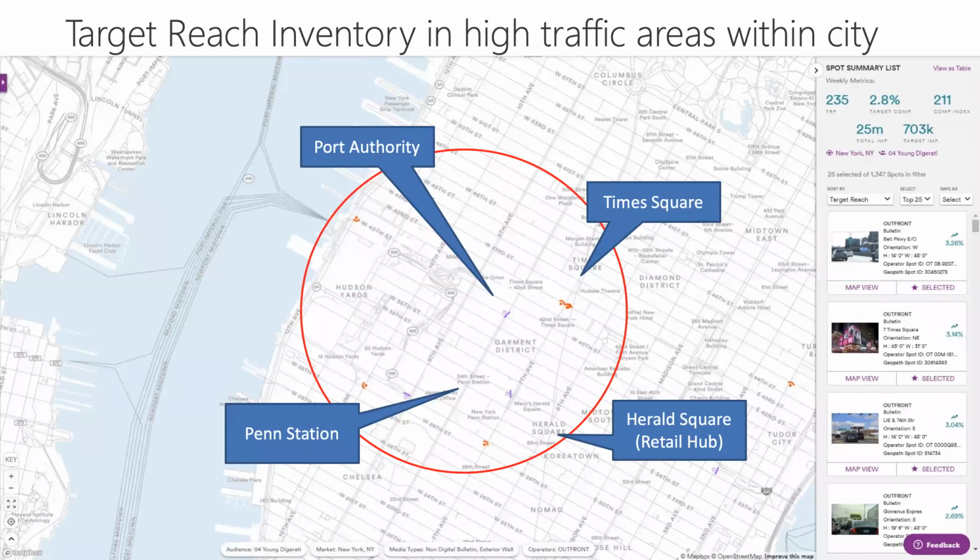Cool. All right, so the next metric we looked at is target composition. On these webinars, we often talk about composition as that level of efficiency in reaching your audience. So again, for comparison, we looked at the top 25 units based on target comp percent, and saw a slightly different distribution within the market.